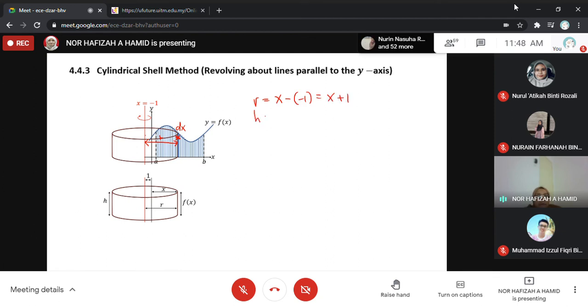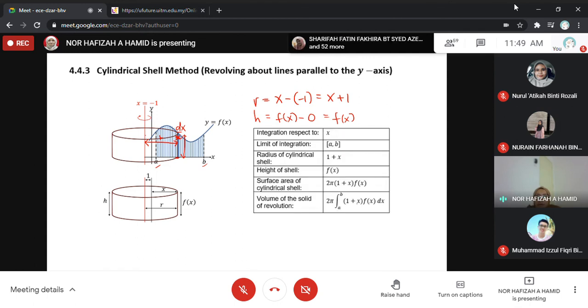Okay, lepas tu H dia is equal to height of the strip. So height dia is upper minus lower. So upper dia is fx minus dengan lower is 0. 0 sebab dia pada x axis. So you akan dapat fx. And limit dia from x axis A until P. Okay, so you boleh substitute dalam formula of cylindrical method lah. This one is R and then this one is the H. Okay, so ni untuk case 1.